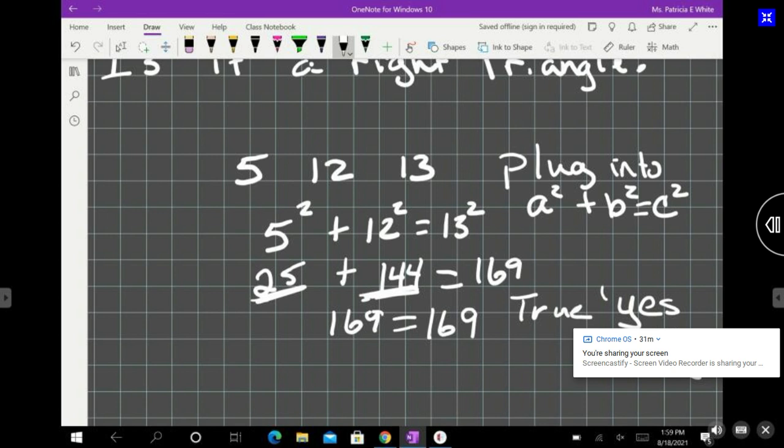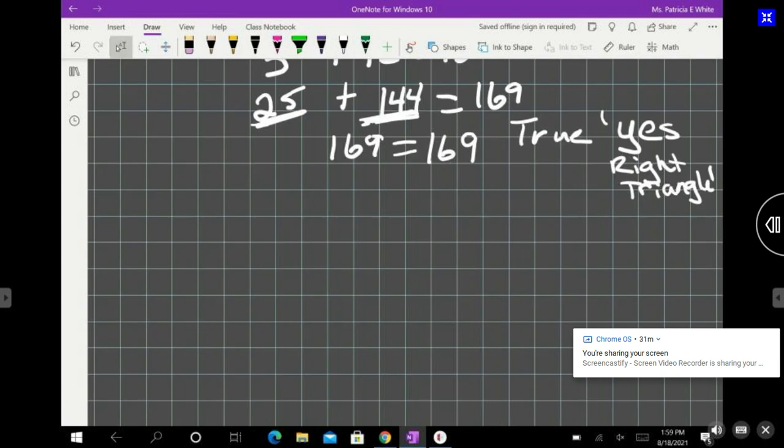Now, if I get an answer that's not true, does that mean it's not a right triangle? So what if I have 3 sides, 3 sticks? One is 6 inches, the second one is 8 inches, and the third one is 9 inches. Could I put those sticks together and make a right triangle?